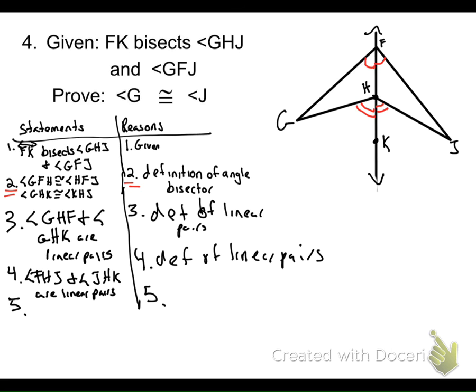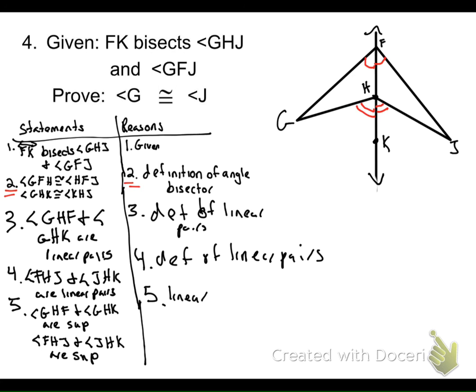Complementary? Complementary is 90. What's supplementary? So we know that angle GHF and angle GHK are supplementary. I'm going to write sup. And we know the same thing about the other pair. So we know that angle FHJ and angle JHK are sup. And how did we know this? I wrote down linear pair postulate.